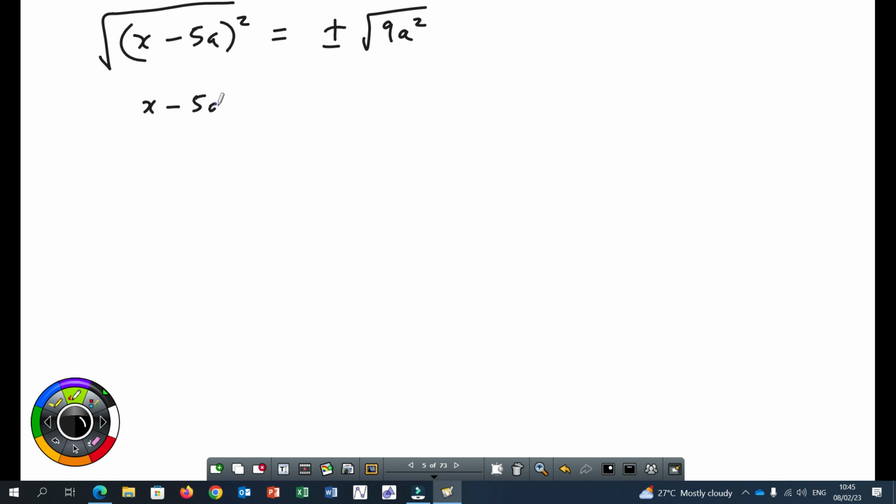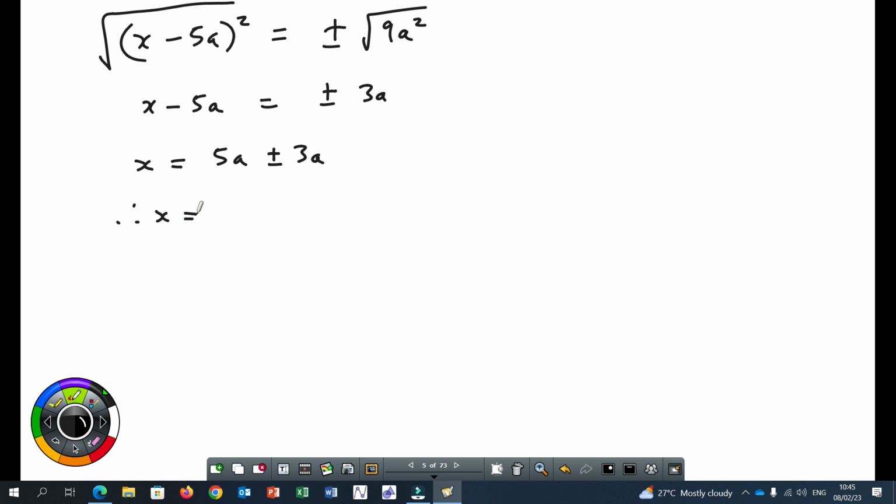Just take square roots on both sides. So you get (x minus 5a) squared is equal to plus or minus the square root of 9a squared. Then you take the square root there. You get x minus 5a equal to plus or minus 3a. Okay? Then x will be equal to 5a plus or minus 3a.